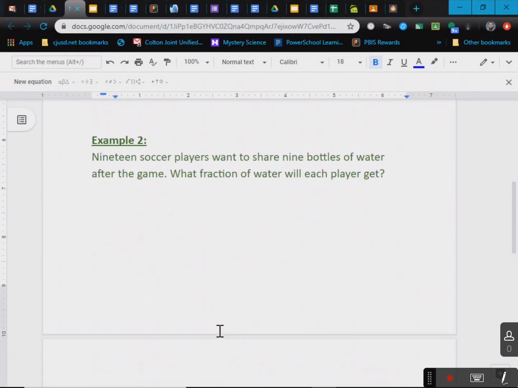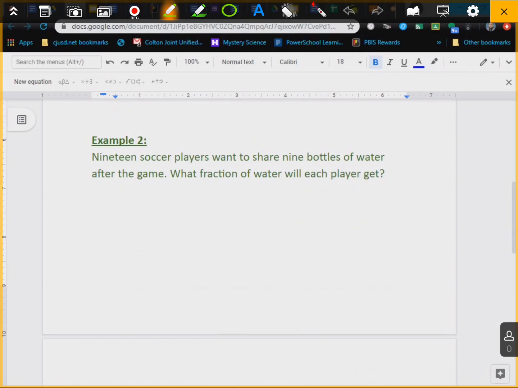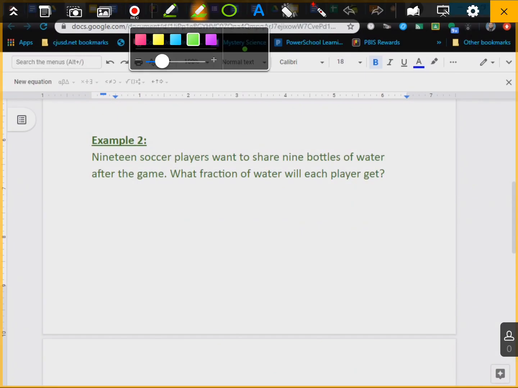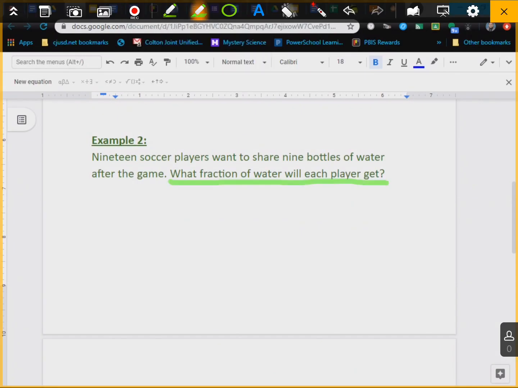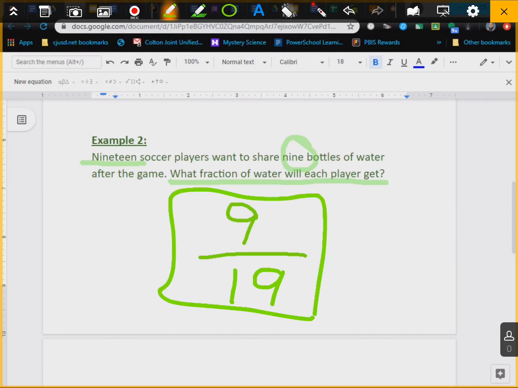19 soccer players want to share 9 bottles of water after the game. What fraction of water will each player get? Well, what's the group here? It's 19. And what are they splitting up? What's the parts that they're splitting up? 9. So our answer, the part is 9. The group is 19. Our answer is 9 over 19.